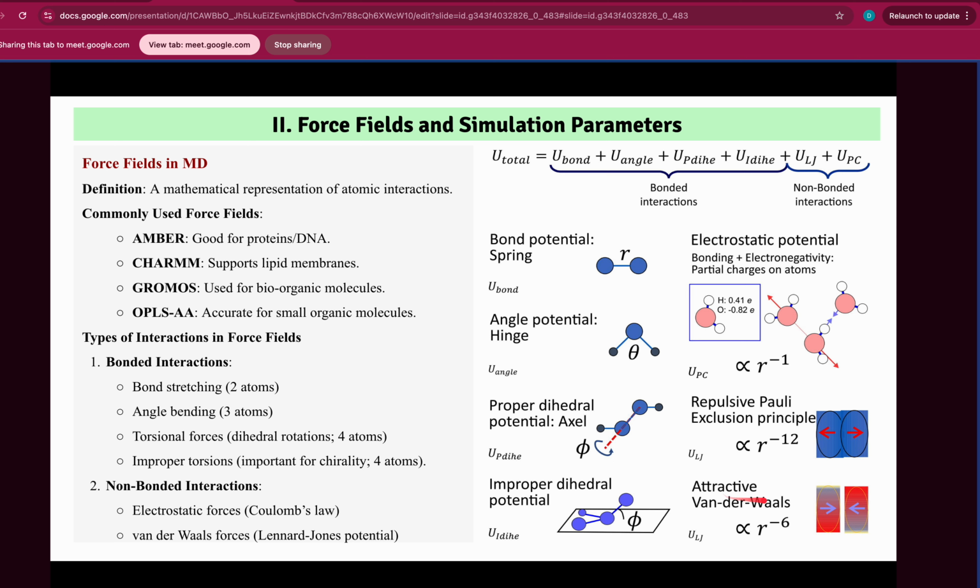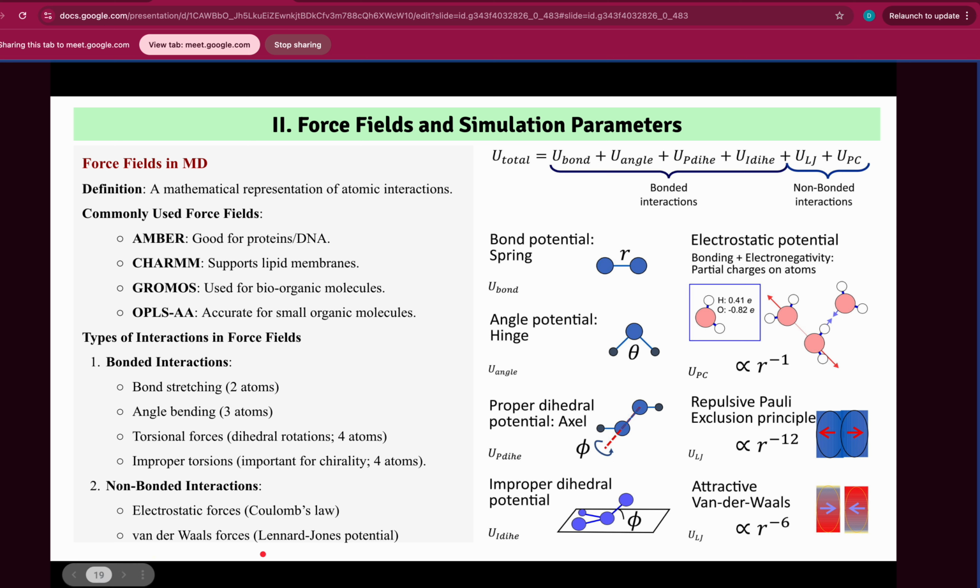Then come van der Waals interactions. There is the repulsive part, from the Pauli exclusion principle, which says that if two atoms are brought close enough to each other, there will be some repulsion. And then the attractive van der Waals part says that if my atoms are not very close but sufficiently close to each other, they tend to attract each other. That is known as attractive van der Waals.